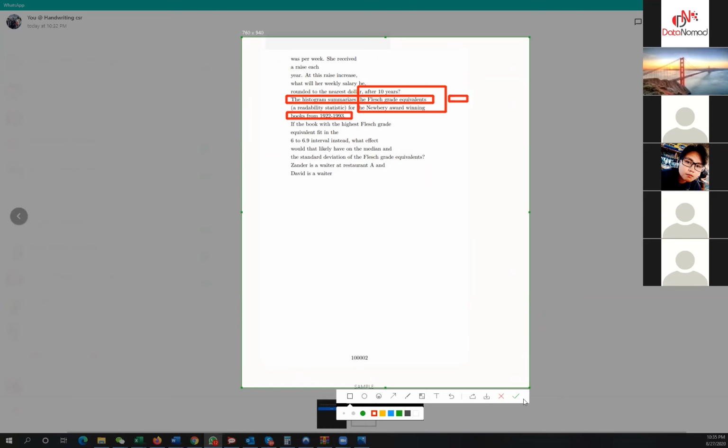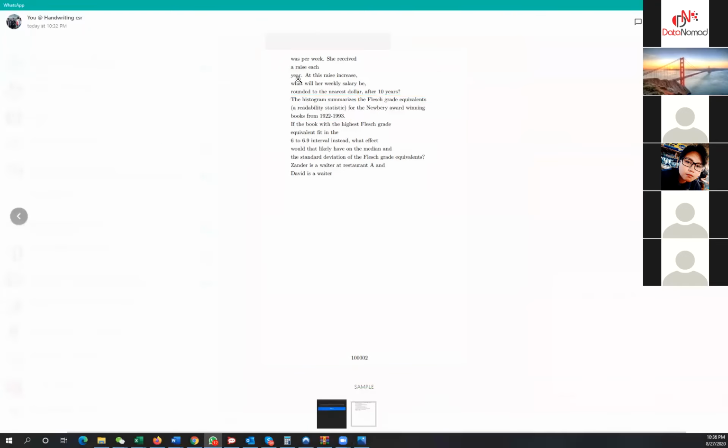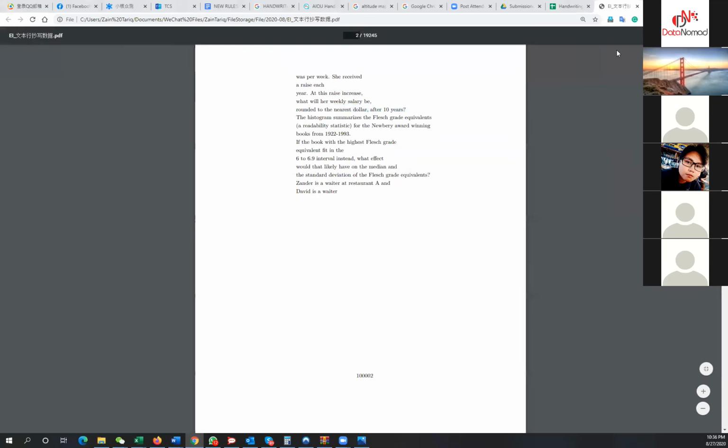No, you cannot do that. You cannot shift the sentence to another line. And all the instructions have been written on the Data Nomad website. I will share it in this group as well. Read the instructions, that will be easy for you guys to understand.